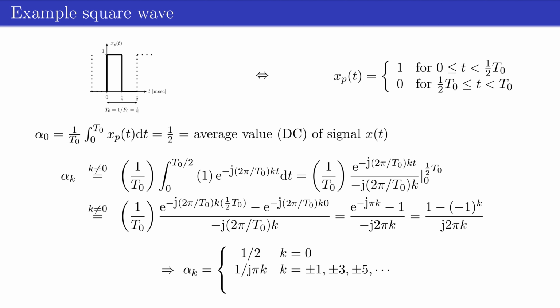For odd values of the index k, the complex spectral weights alpha k are equal to 1 divided by j pi k, and for all even values of the index k, the complex spectral weights alpha k are equal to 0. The values are represented in the following spectral plot of the given ideal square wave.